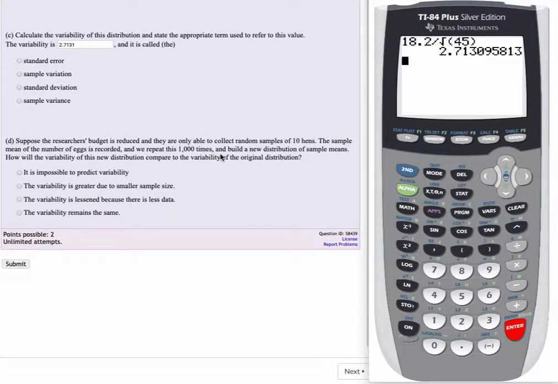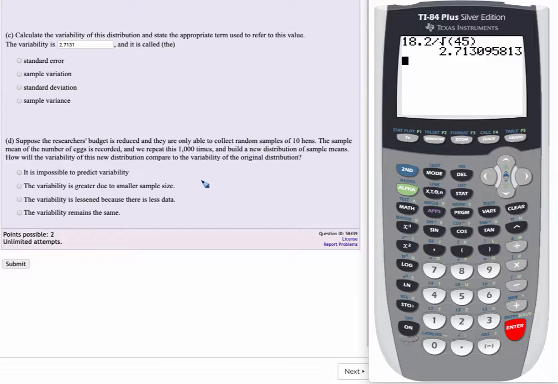Okay, suppose the researcher's budget is reduced and now they're only able to collect samples of 10 hens instead of 45 hens. The sample mean number of eggs is recorded, and this is repeated 1,000 times. A new distribution of sample means is created.